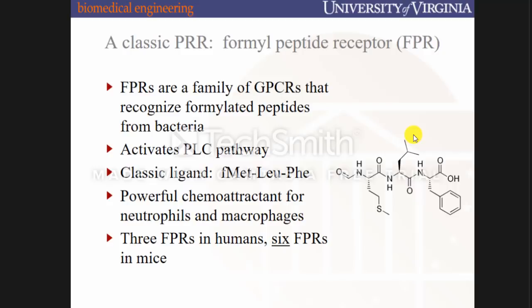And so that's one of the first examples of how our immune system has co-evolved with bacteria, where our bodies have recognized that in bacteria the first peptide in a newly synthesized protein is formylated, and so our immune system has developed the capacity to recognize them. That formyl group is right there on that first segment, and the classic ligand for our formyl peptide receptor is FMLP, or formyl methionine leucine phenylalanine. It's a powerful chemoattractant for neutrophils and macrophages, your key actors in cell-mediated innate immunity.